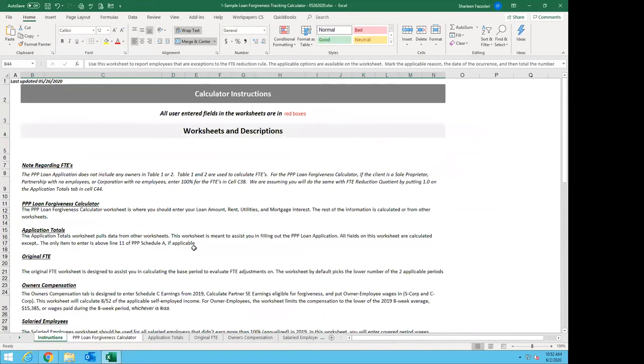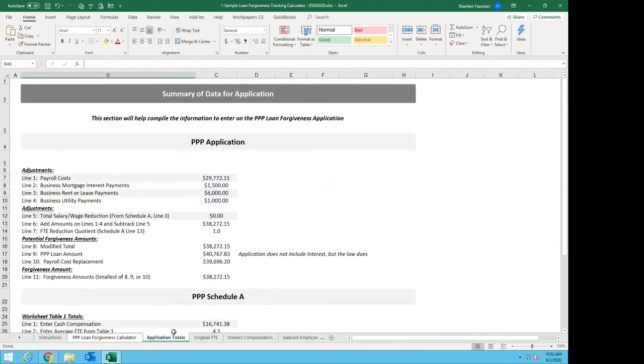The nice thing with the new calculator is there's a tab here that, once we fill in all the other pieces, the application's totals, these amounts here will assist you in filling in the application, and they correspond with each of the lines on the application form. So once you're done doing all the calculations, you can come back to here, pull these figures and put them in on the application form.